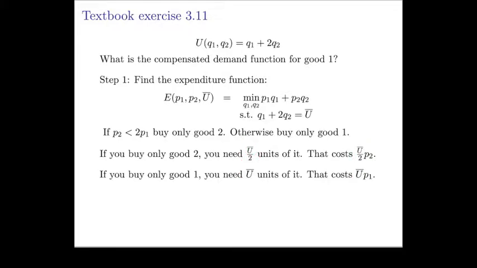On the other hand, if you only buy good 1, how many units of good 1 do you need in order to get U bar units of utility? Well, for every unit of good 1 that you buy, you get 1 unit of utility. So to get U bar units, you just need to buy U bar units of good 1. And those are going to cost U bar times P1. So your expenditure function is U bar over 2 times P2 if P1 is bigger than P2 over 2, and U bar times P1 if P1 is less than or equal to P2 over 2.